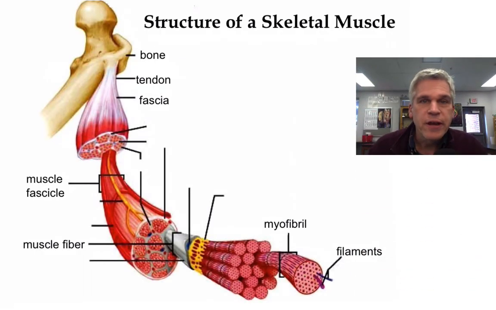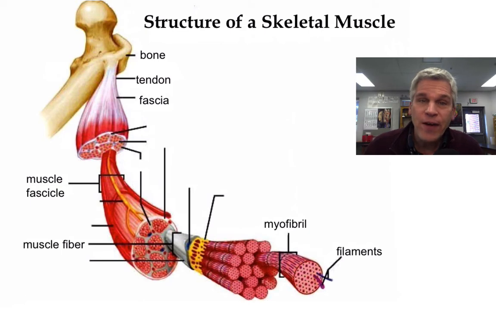All the structures that are listed on the screen are ones that you're going to want to label. So we can see the bone, of course, the skeletal muscle is attached to the bone. The tendon attaches the muscle to the bone. Fascia is a type of connective tissue that surrounds each individual muscle. A single muscle is made up of many muscle fascicles. So you can see that muscle fascicle extending out from the muscle there. And muscle fascicles are made up of many muscle fibers.